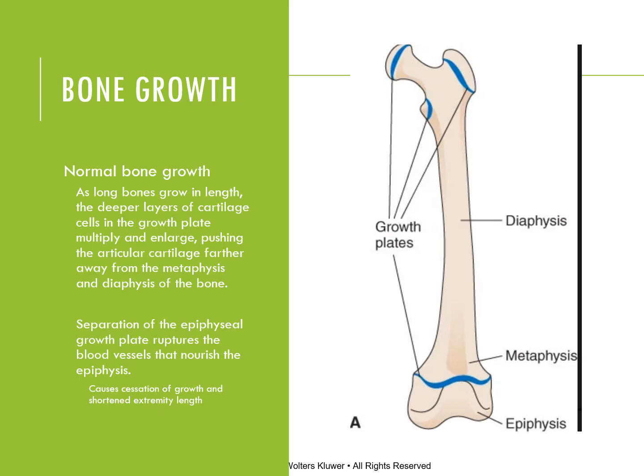So in normal bone growth, long bones grow in length. The deeper layers of cartilage cells in the growth plate, or what we call the epiphyseal plates, start to multiply and enlarge, and they push that articular cartilage further away from the metaphysis and diaphysis. So you can see that here, those middle and distal portions of the bone.